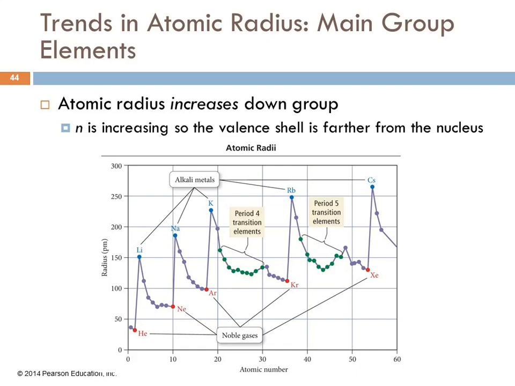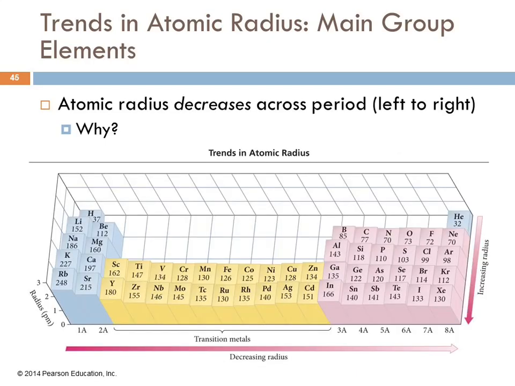And you look at their masses, too. Lithium 6.9 to cesium 132. You expect the one with more mass to be larger. So that one's easy. The trend across, why? Why does it do that?